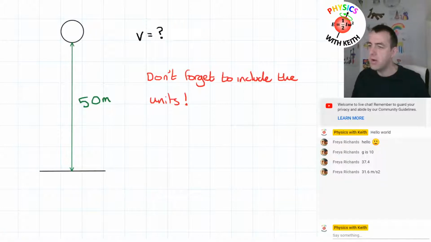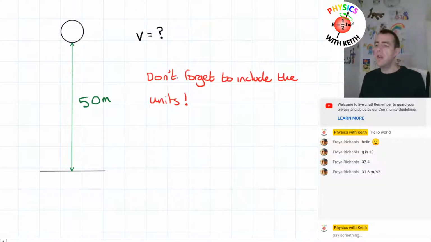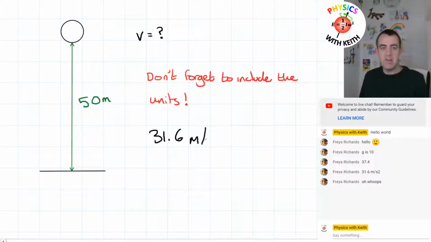That's exactly what I got, Freya. Good stuff. The unit, however, is incorrect, I'm afraid. So you've written the unit m/s², meters per second squared, which is acceleration. A speed is how far you go in a certain time, so distance divided by time, meters per second. Simple slip. But yes, the answer, 31.6 to three significant figures, meters per second.